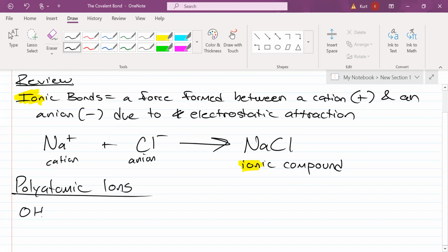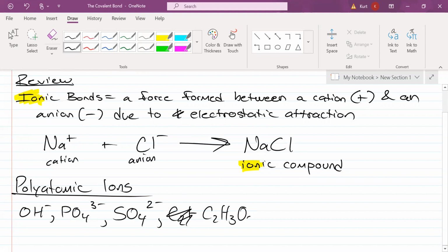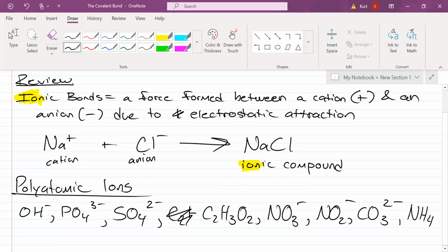You have hydroxide, phosphate, sulfate, acetate, let's see, nitrate, nitrite, let's see, 1, 2, 3, 4, 5, 6, we got 2 more, carbonate, and ammonium. Those could also be the ions that would be involved in these compounds.